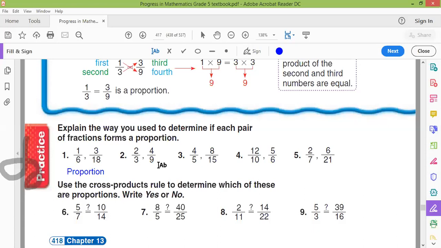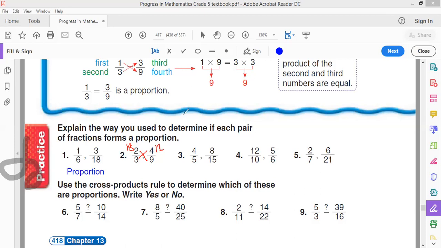Not a proportion. Why is it not a proportion? Because if we multiply the 2 with 9, it will be 18. And if we multiply the 3 with 4, it will be 12. So both sides are not equal. It's 18 and 12. So you can say that it's not a proportion.